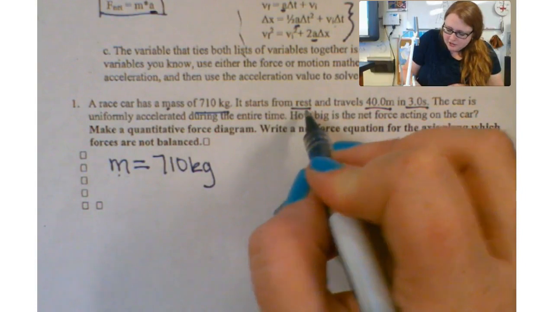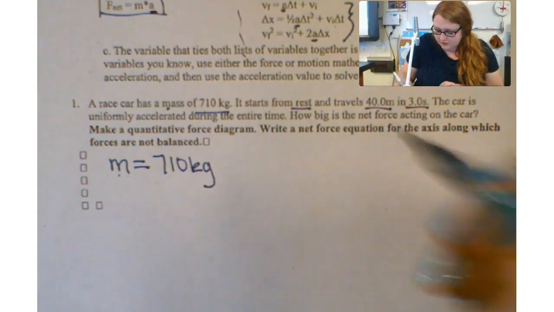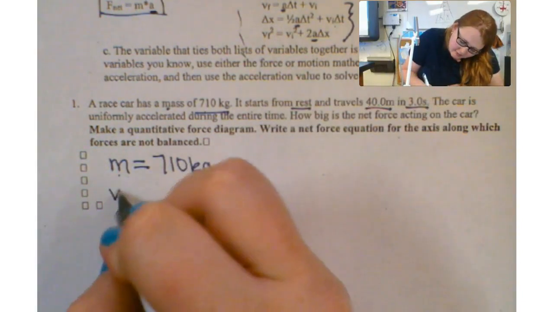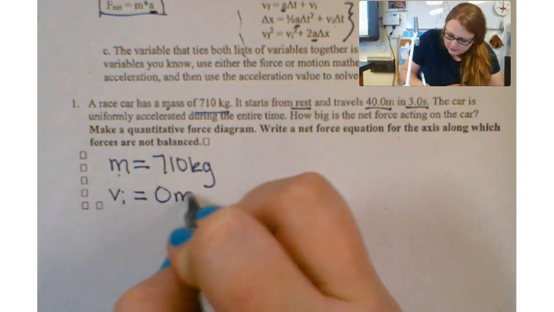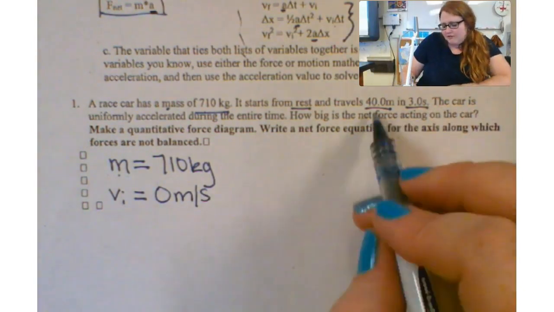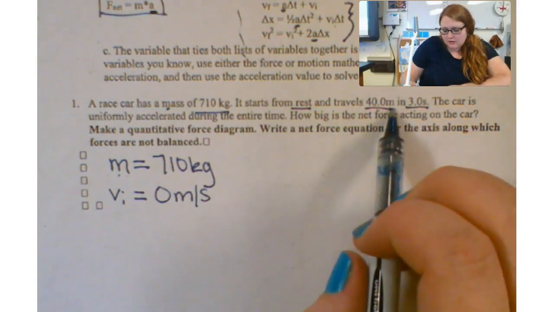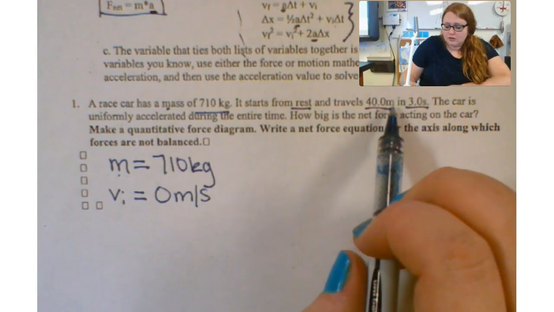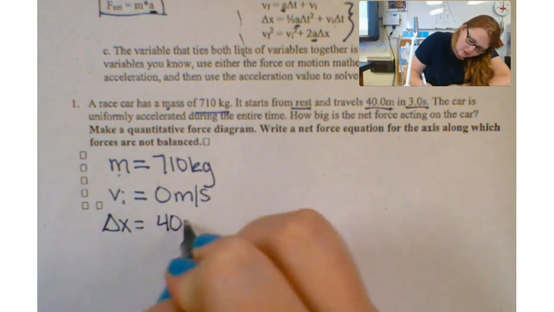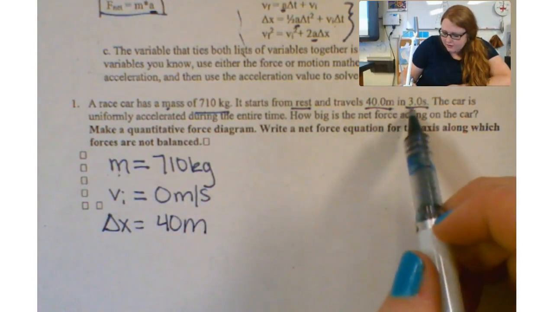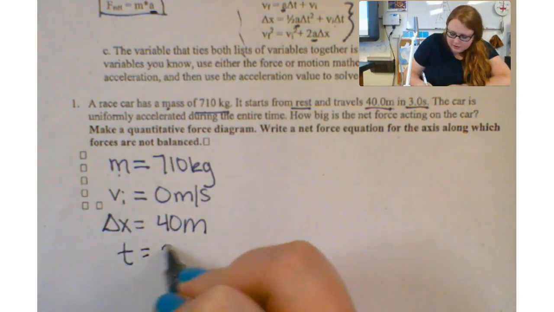Starts from rest. So when you see the word from or to, which we don't have a to, so I don't know what a final speed is, but that from rest means that my starting velocity or speed is going to be 0 meters per second. And then we have 40 meters. If you're ever unsure of what a number represents, just look at the units. Meters are units for displacement. So that must be my delta x, 40 meters. And then 3 seconds. Well, seconds represents time, so t must be 3 seconds.